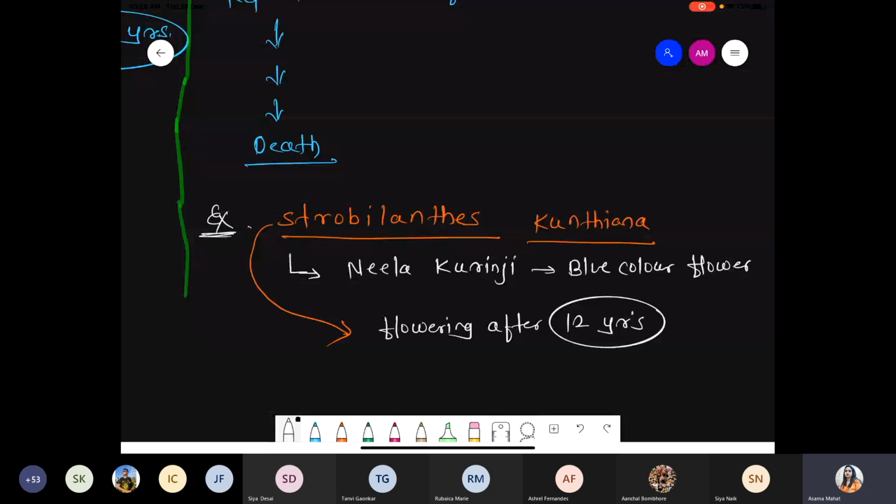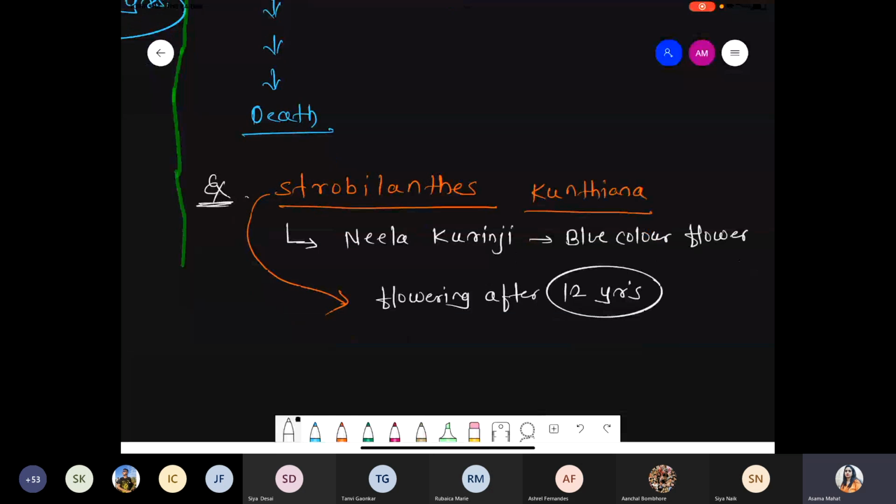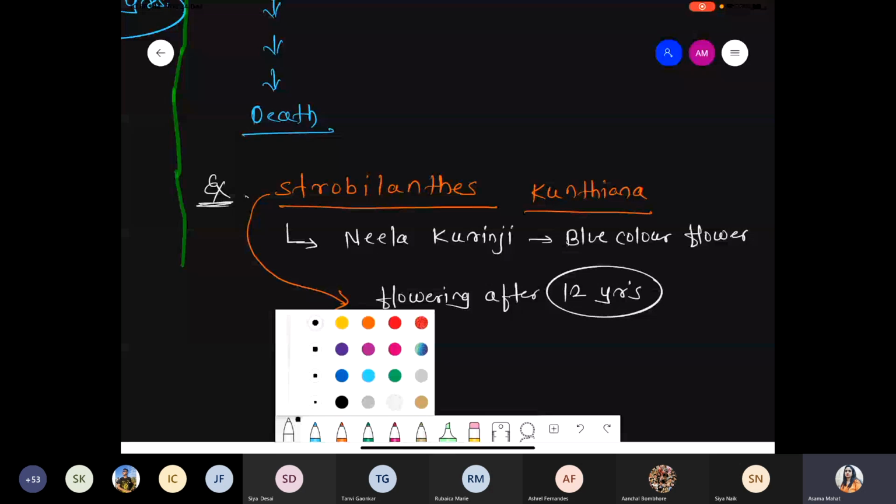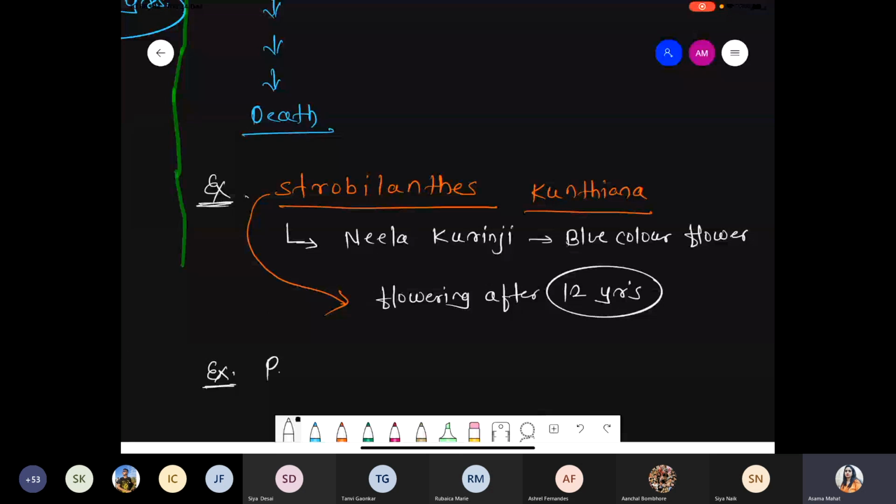And this is the example that covered the Nilgiri Hills area. Nilgiri Hills means we are talking about the Kerala, Karnataka, Tamil Nadu area, where all the hill regions converted into blue color due to the flowering of Kunthiana, Strobilanthes kunthiana. Okay, that's it. So it is the first example for the polycarpic condition, and the another example we are talking about perennial also.